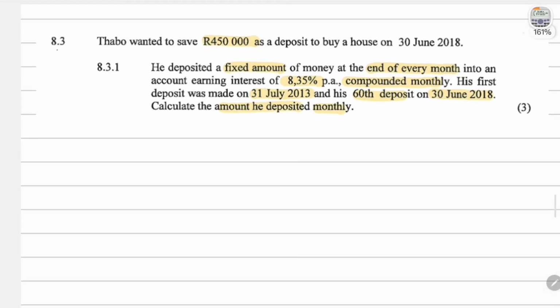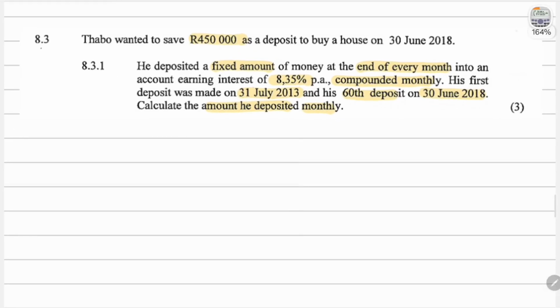Okay, so you can see that this is a situation where someone is saving the same amount of money every end of the month. So when this happens, this is future value. It's not like one amount goes in and then it grows. This is somebody periodically saving the same amount. So we're going to use the future value formula here, which looks like this.